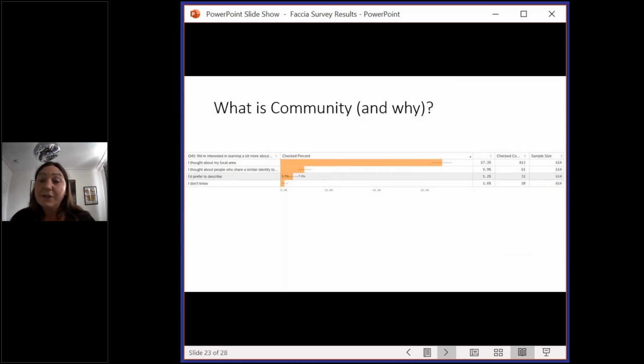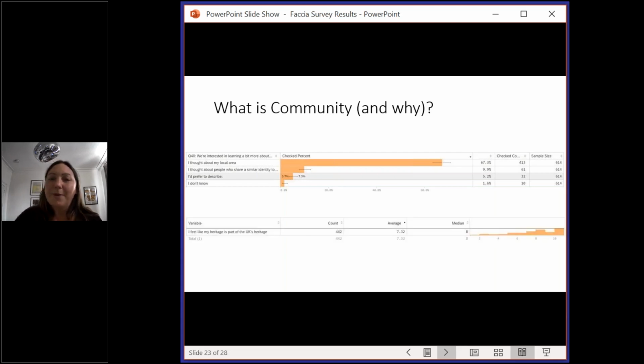Towards the end of the survey, we actually asked people, what is community? In your mind, what is community? And a lot of people thought about their local area. So they are thinking in a geographic sense. And the question might be, why is that the case? Basically, we need to collect more data to find this out. But there's a 2000 report that touches on this as well.